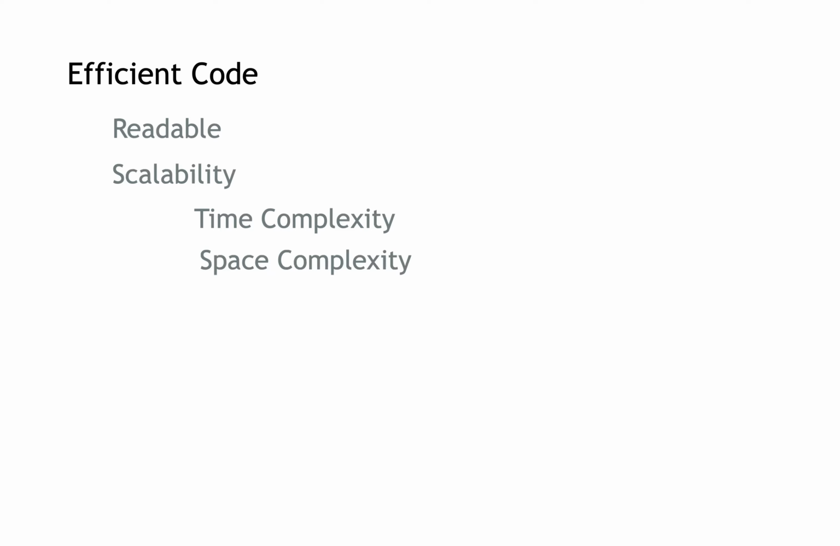Now let's discuss what efficient code is. First, it should be readable, understandable, and clean. Second, it should be scalable. The scalability of your code depends on how efficiently you use data structures and write your code. We measure scalability in terms of time and space complexity.